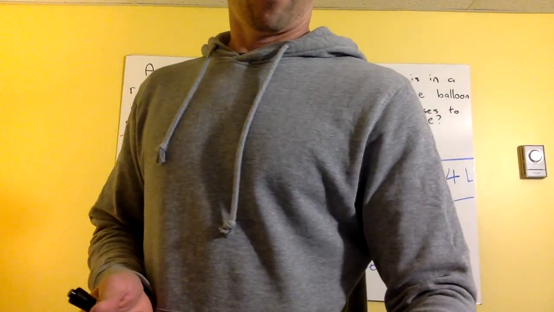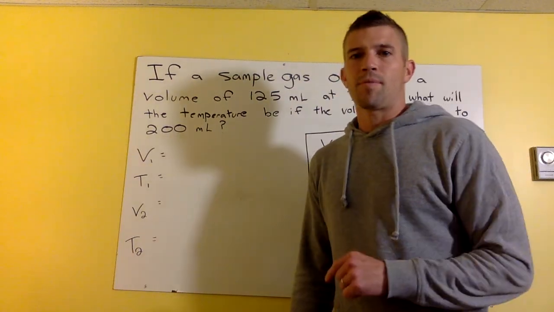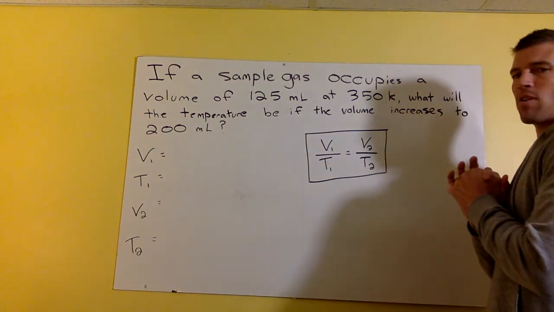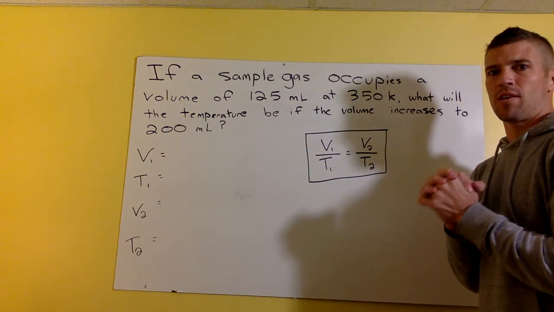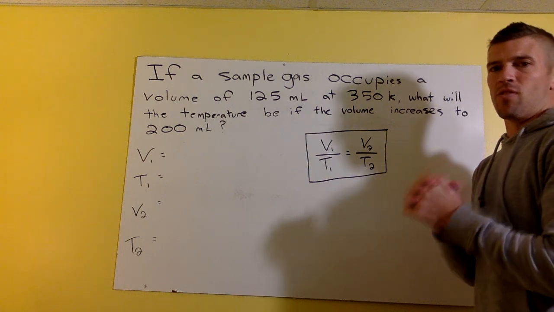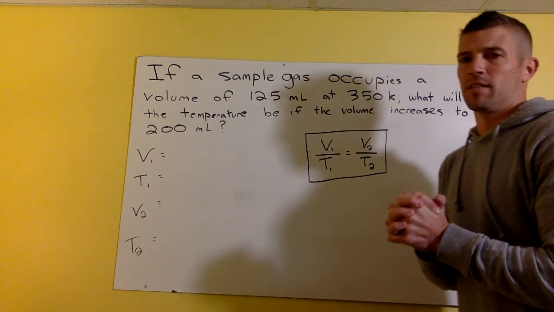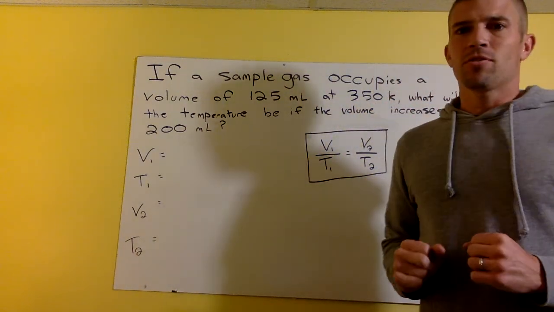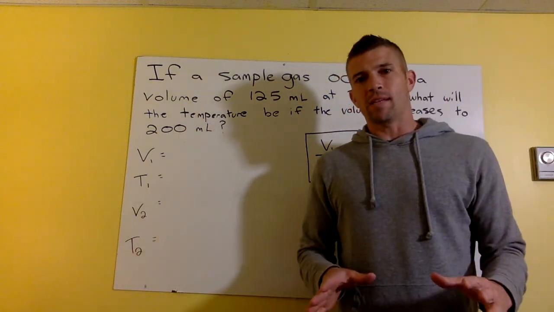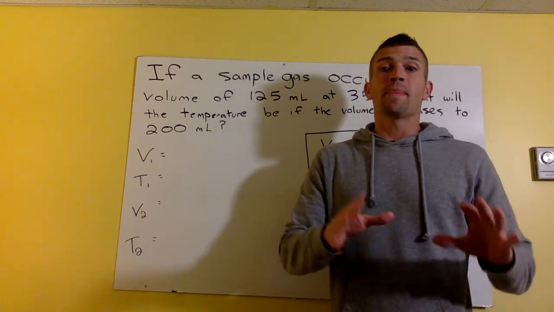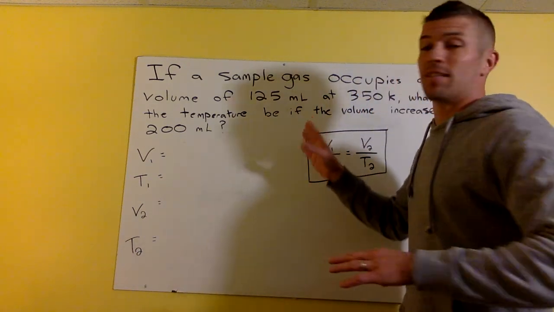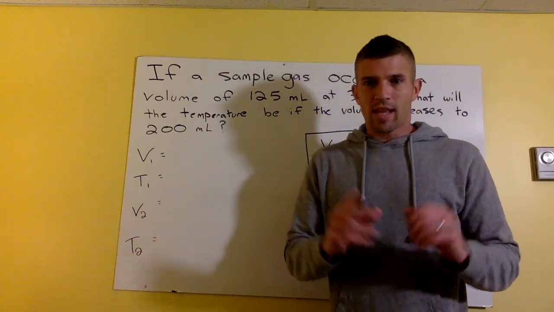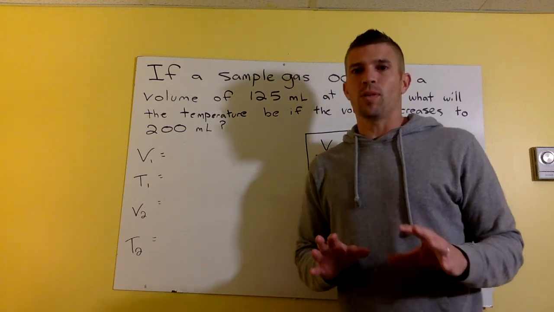All right, our second problem up here says if a sample of gas occupies a volume of 125 milliliters at 350 Kelvin, what will the temperature be if the volume increases to 200 milliliters? Now, there's something you have to take into consideration. You have to remember that our temperatures when we solve these problems always have to be in Kelvin. Now, if we were in school, we would be giving you these temperatures in Celsius and forcing you to convert to Kelvin. But we're taking it easy on you, and so we're giving them to you in Kelvin.